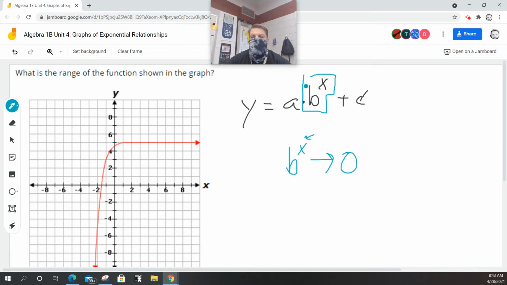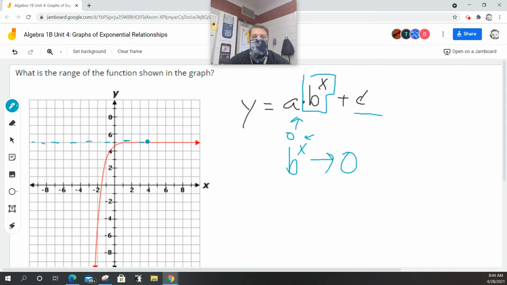Okay? So when that happens, this whole thing approaches 0. And then you're just left with the number c. So you usually see some sort of asymptotic behavior at y equals c when it's written in this form. So as I look at the graph, it looks like that asymptotic behavior settles in around 5, right?